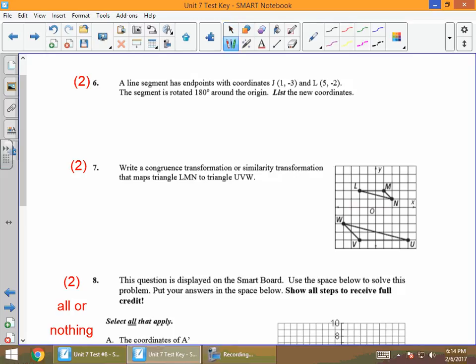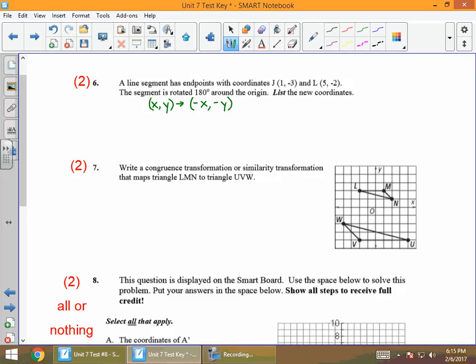It says a line segment has endpoints with coordinates J at 1, -3 and L at 5, -2. The segment is rotated 180 degrees around the origin. List the new coordinates. So the rule on a 180-degree rotation is to take your x and y coordinates and turn them into -x and -y, or opposite of x and opposite of y.